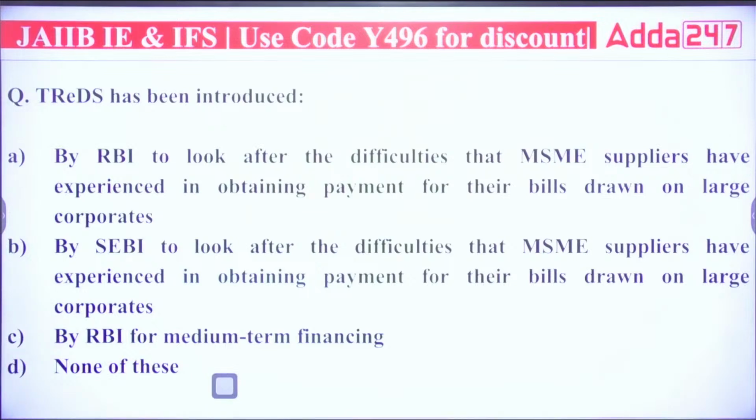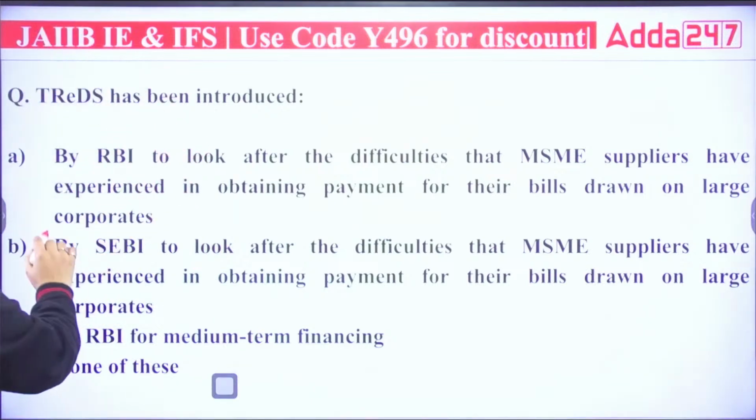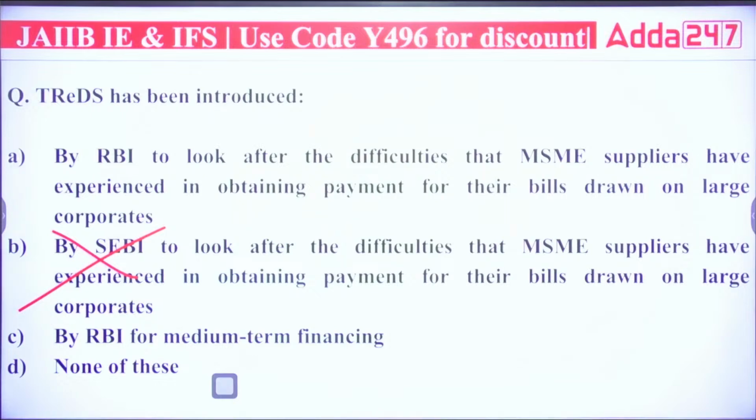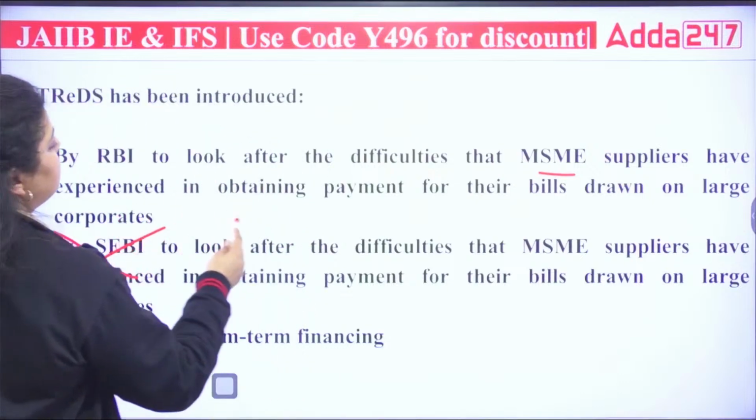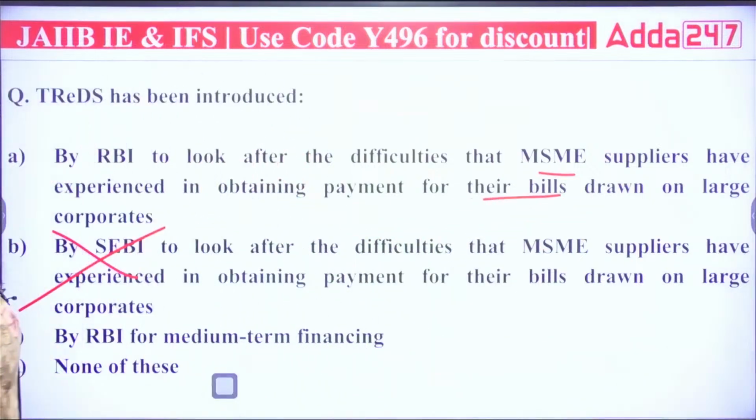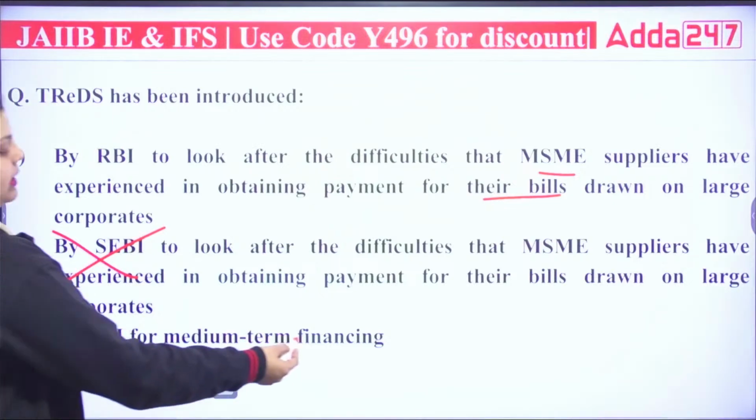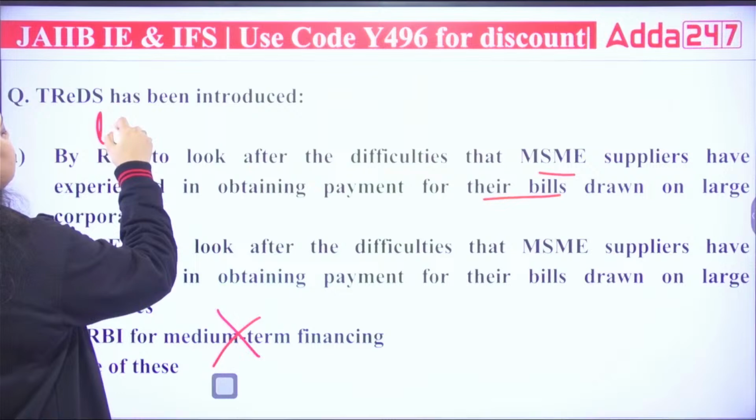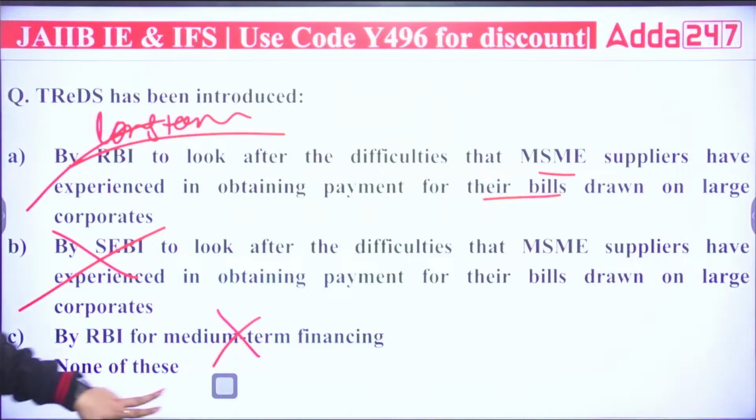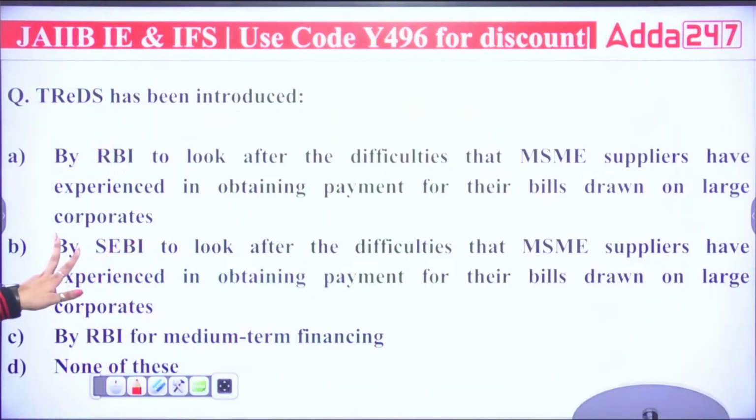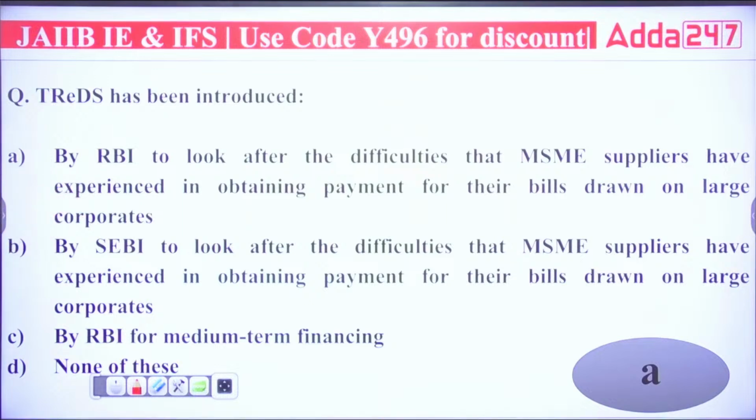Next question is talking about TReDS has been introduced. By whom? By RBI, by SEBI or none of the above. So we have discussed that RBI introduced TReDS. It means you can eliminate the B option. Okay, and TReDS is for what? To look after the difficulties that MSME suppliers have experienced in obtaining payment from their bills drawn on large corporate. Third is saying by RBI for medium-term financing. No, TReDS is for long-term financing actually, and the right answer will be your A option. The right answer is A. RBI has introduced it for the MSMEs because they were facing problems from their customers.